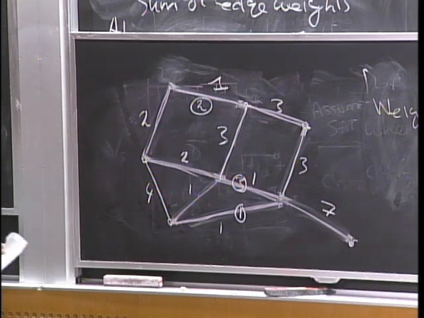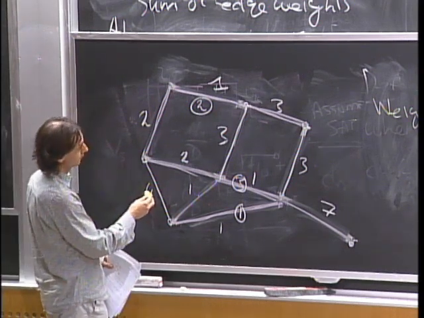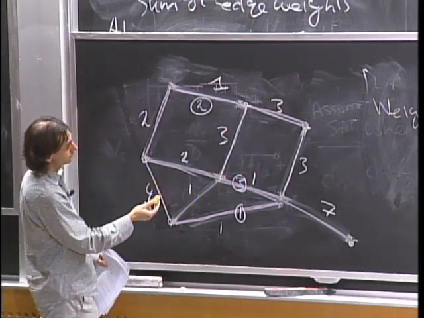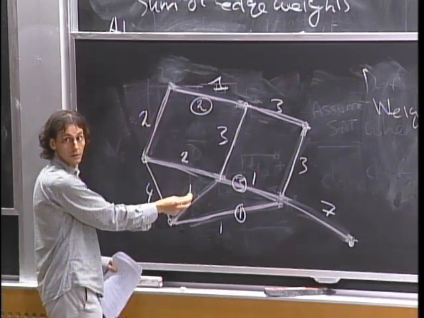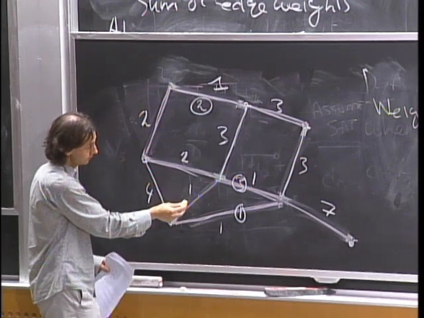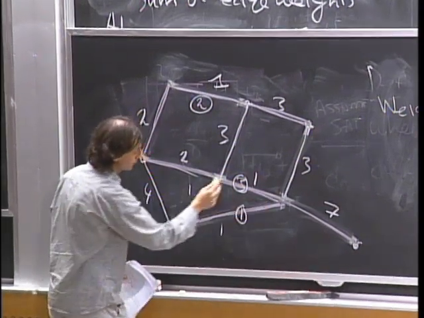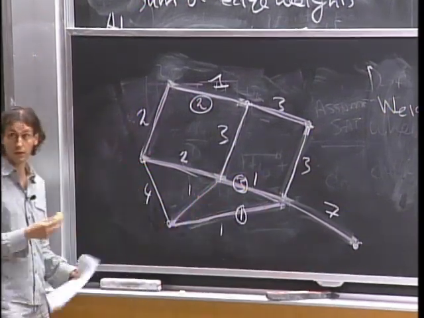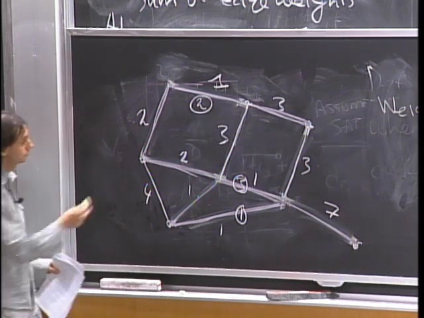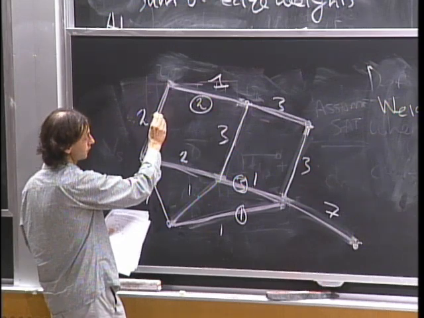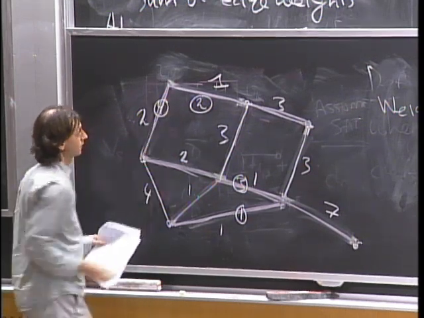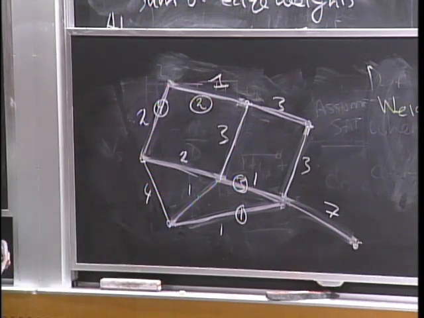Then what's the fourth possibility? Well, I have to choose one of those, actually. I cannot choose this weight 1 edge. Why not? Because that would create a cycle. So I'm not allowed to choose this one anymore. So I choose one of these two. So for example, I choose this one over here. That's the fourth edge that I add to the whole picture.